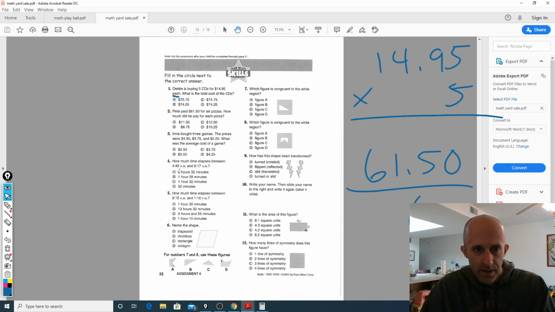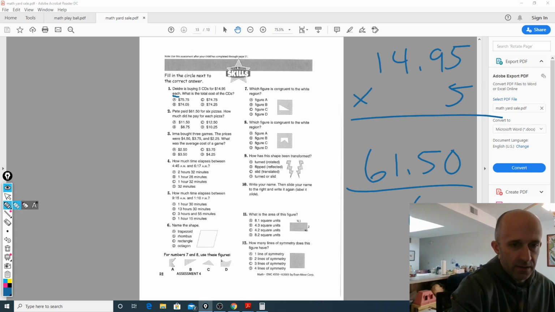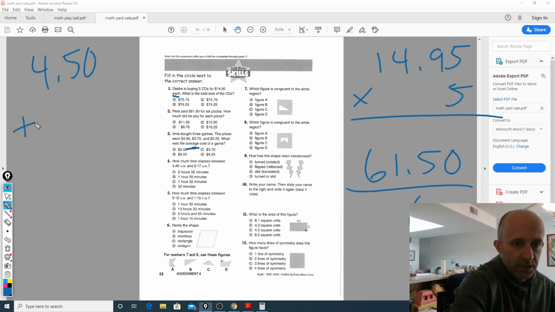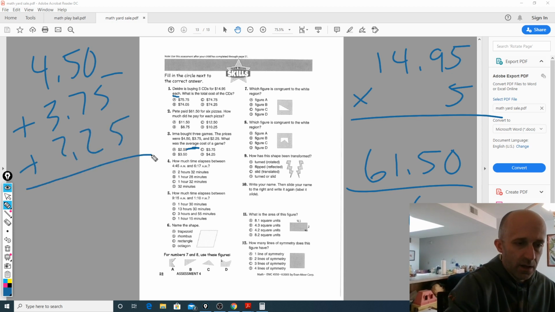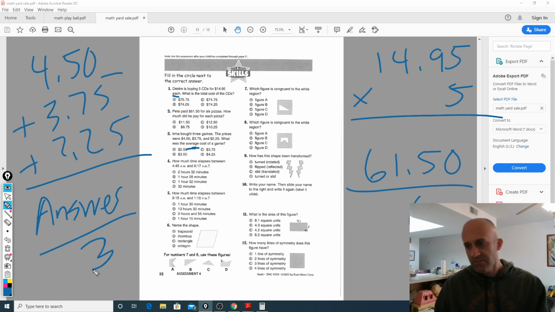10.25 each pizza. So Irma bought 3 games. The prices were $4.50, $3.75, and $2.25. What was the average cost of a game? Add all 3 up and divide by 3. You're taking your average: 4.50 plus 3.75 plus 2.25, and it'll give you your answer, whatever it is here, and divide it by 3 to give you your average.